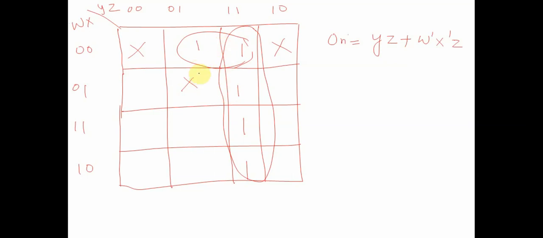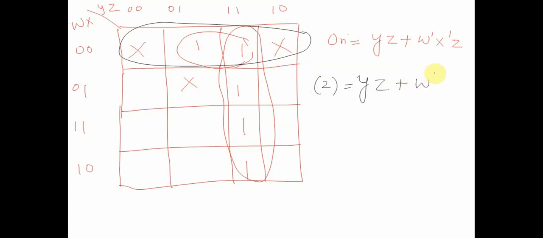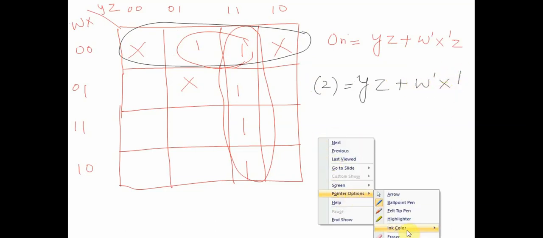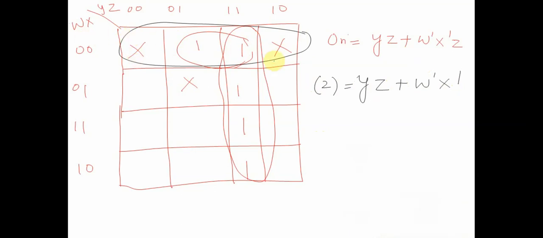So basically, is there further minimization possible instead of this group? You can always have this group. In case number 2, my output would be YZ plus W bar X bar. Or I can have a third possibility, where I simply say, let me not take this black group, I can take this as one group.